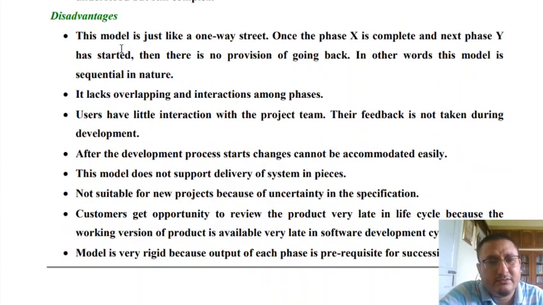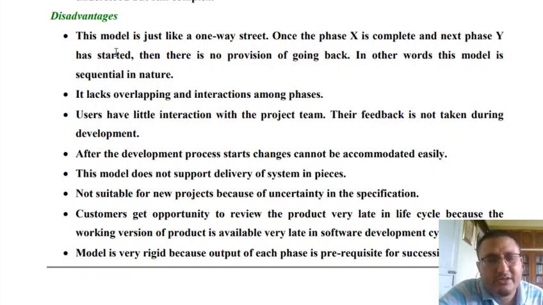So let us highlight a few of the disadvantages as well. You must have observed that in the classical waterfall model, there is no provision for going back from any downstream phase to any upstream phase. That means if a phase is completed, there is no provision for going back to or revisiting that phase. This is one of the major disadvantages that makes it a theoretical model rather than a practical model, because in a real world situation, the requirements may continuously change.